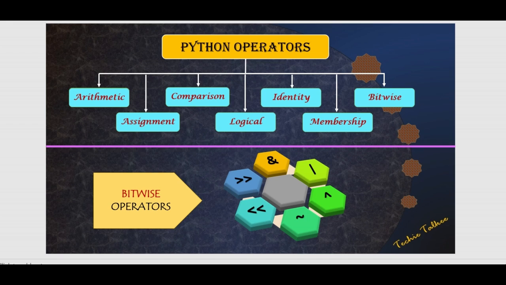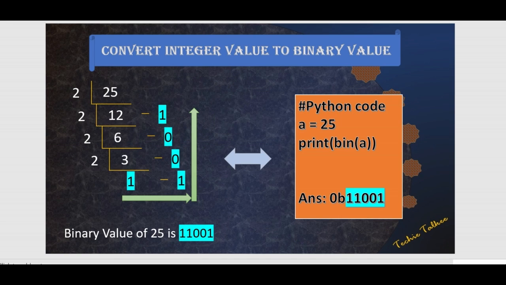Bitwise operators in Python work on integers. The integer value is first converted to a binary value and the operators are performed on those bits. First, we need to understand how to convert an integer value to a binary value. For example, I want to convert 25 to a binary value.